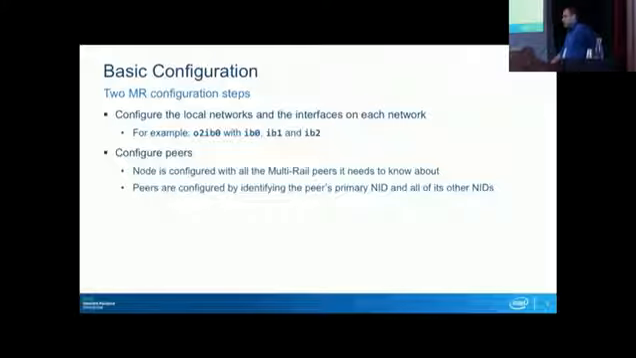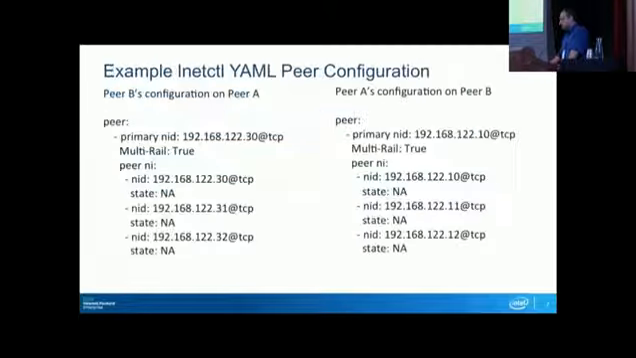So quickly going over the basic configuration. First, you have to configure the node with the interfaces. So for example, on the O2IB0 network, you can configure IB0, IB1, and IB2. And then you have to tell the node the peer's interfaces, and that the peers are multi-rail capable. To do that, you configure it something like this, where you tell the node that peer B has 3 different interfaces and it's multi-rail capable.